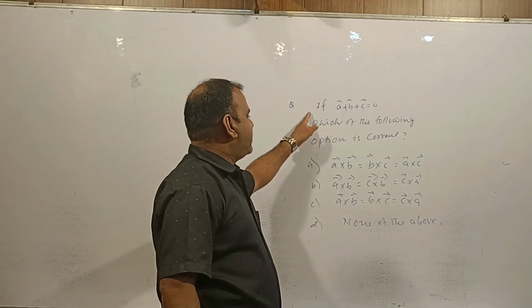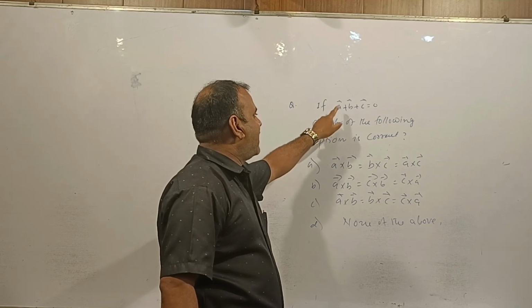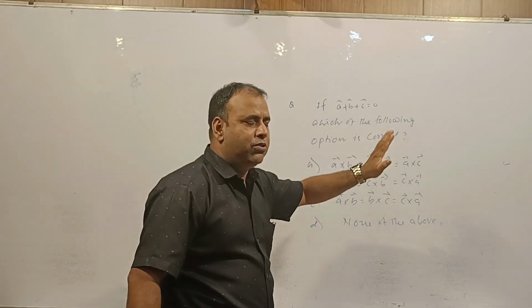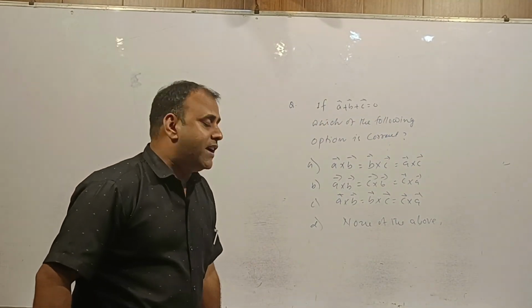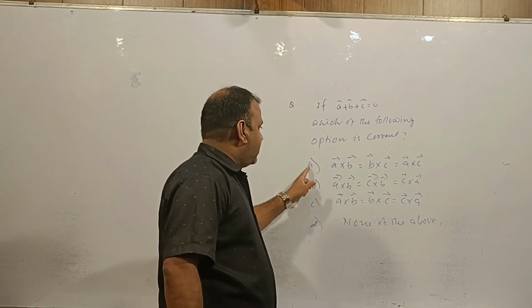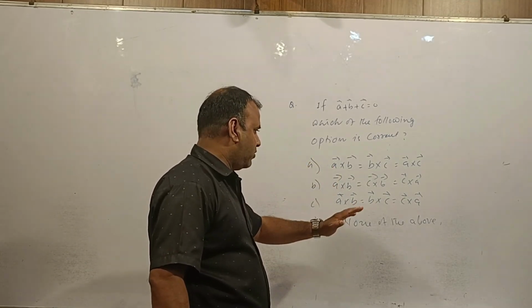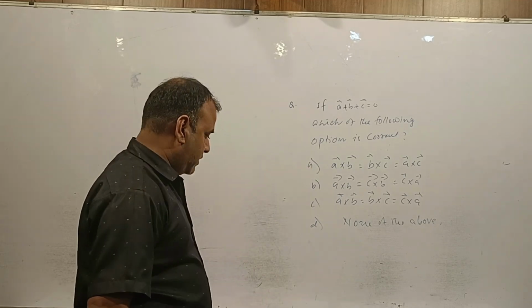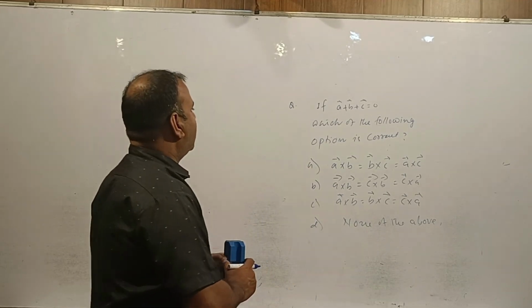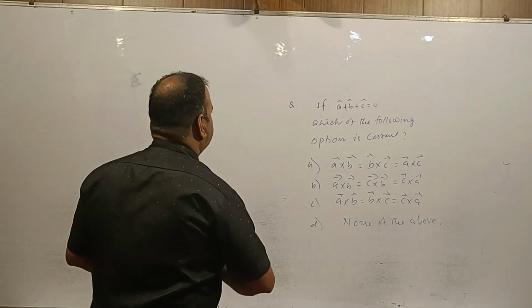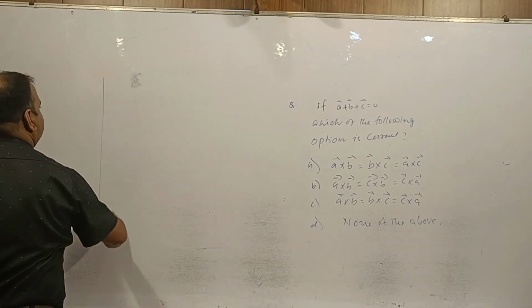Now a very simple question is given to you. If A vector plus B vector plus C vector is equal to 0, then we have to find which option is correct. Out of the options here, you can see none of these is also given. So now see, I am going to solve it with a shortcut process. I am writing the solution here.